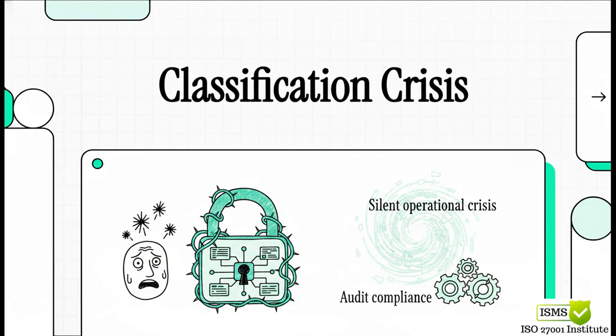Welcome to The Explainer. Today, we're diving straight into a hidden crisis that's literally keeping Chief Information Security Officers up at night. We're talking about that silent, stubborn operational friction that lurks right inside enterprise asset security policies.